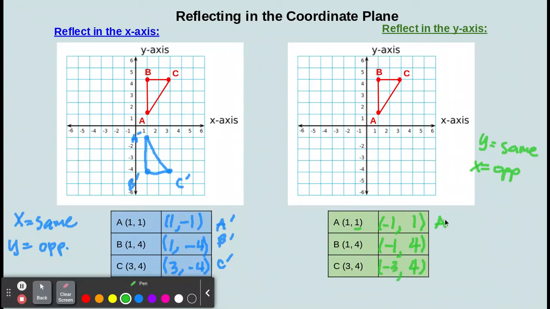So our new coordinates are shown here. Now we can plot it, and we say that our image A is at -1, 1. Our image of B is at -1, 4. And our C is at -3, 4. And then our resulting image looks something like that. So here we reflected across the x-axis, and here we reflected across the y-axis.